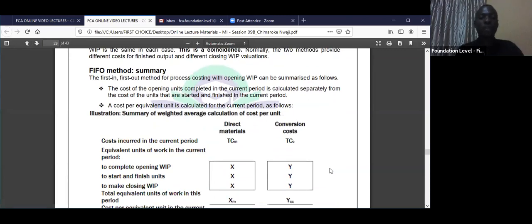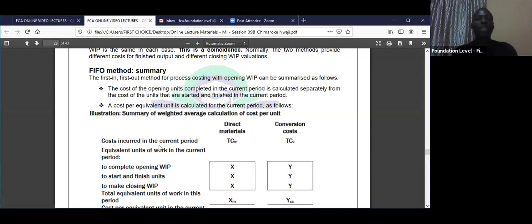So now look at the FIFO method summary. First in, first out. It means what came in first in that period is work in progress. So that work in progress will have to be finished first before new ones will be started this period and finished. And there are some that will not be finished, which will become our closing work in progress. So look at how it is. Now they said the cost of opening units completed in the current period is calculated separately from the units that are started and finished in the period.